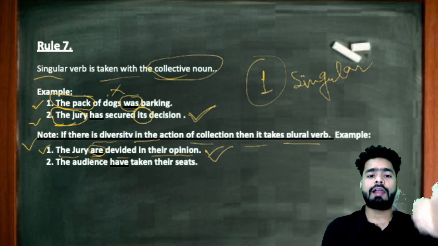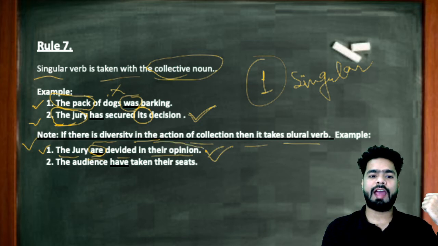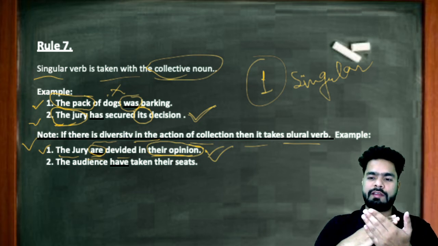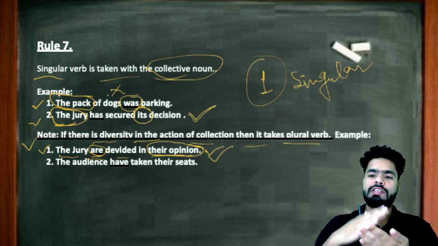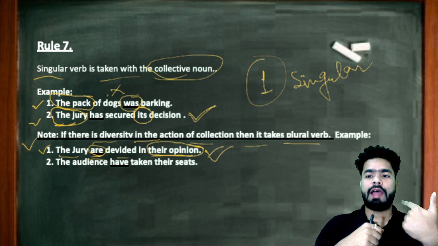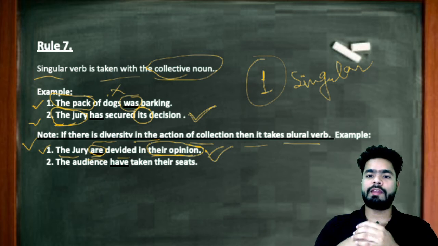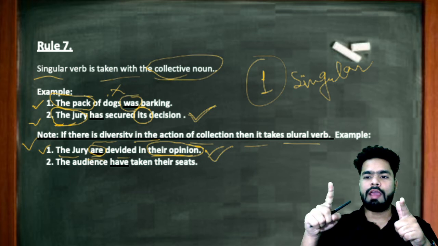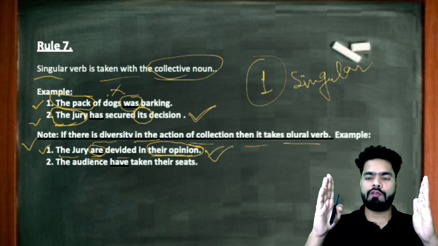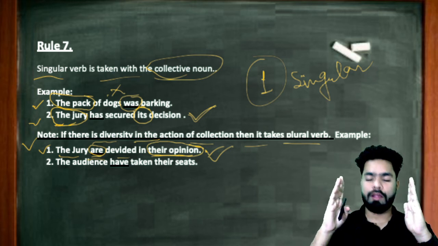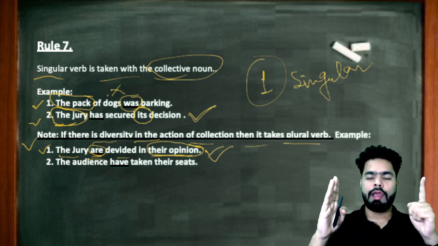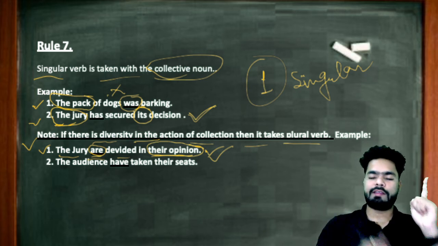Why? The jury are divided in their opinions because they have different opinions. A collection of judges is there, called a jury, and every judge has their own different opinion, so their opinions are more than one. If their opinions are more than one, they are divided now. If they are divided, they have become more than one in opinion. In this case they are plural, so we will use the plural verb, that is "are."